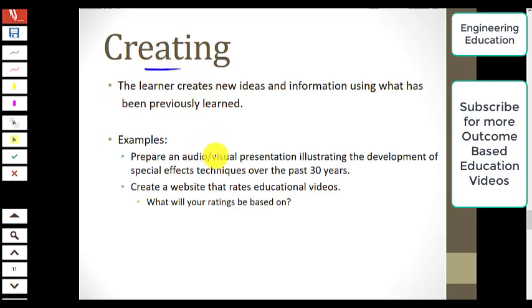Sixth is creating. The learner creates new ideas and information using what has been previously learned. Examples are: prepare an audio-visual presentation illustrating the development of special effects techniques over the past 30 years. Create a website that rates educational videos. And what will your ratings be based on? What are the factors? What are the base factors to create a website? So these types of activities are related with creating.